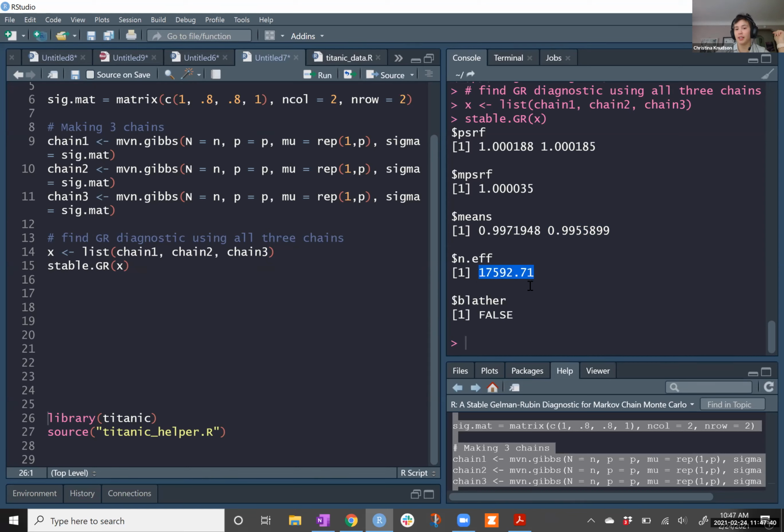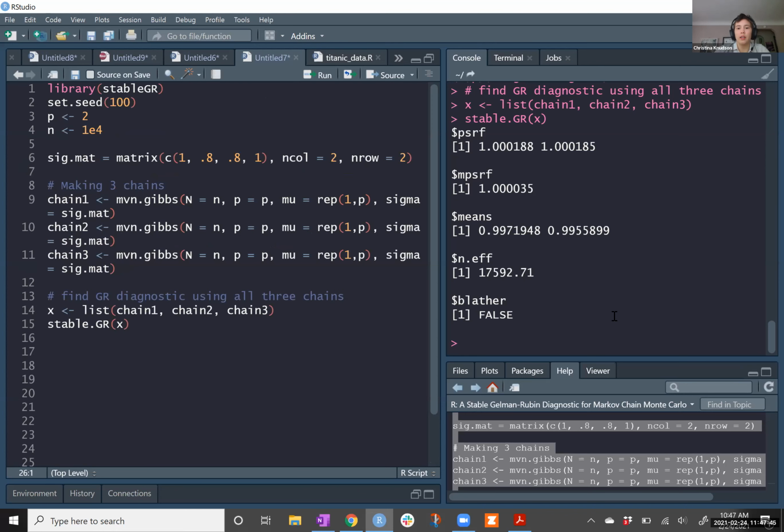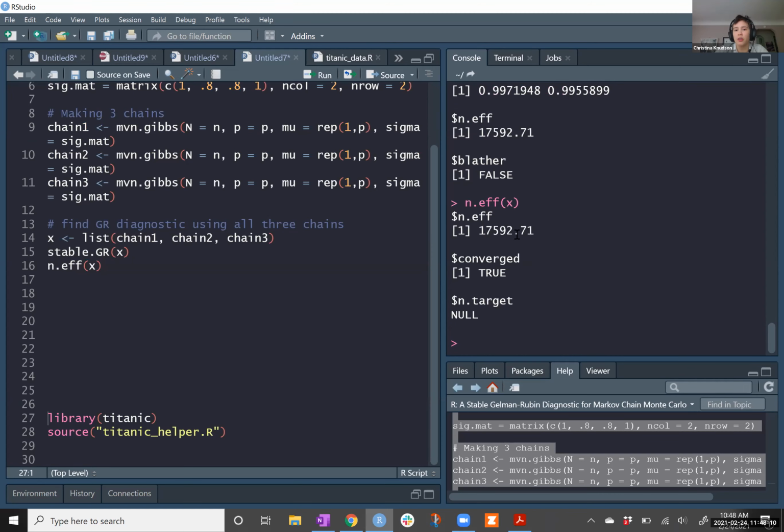Here's that effective sample size that I was talking about. So it looks like running the chains for 1E4 is the same as producing an effective sample size of 17,592.71. And then if we look at n.EFF, that will tell us just like our effective sample size. So again, it tells us our effective sample size, and then it tells us if we have converged according to that target.PSRF. So it says, yes, we have converged.